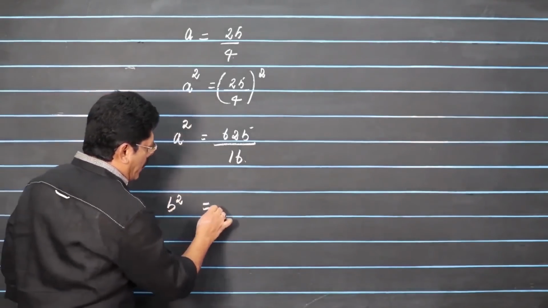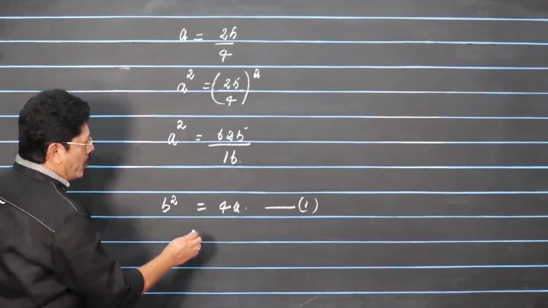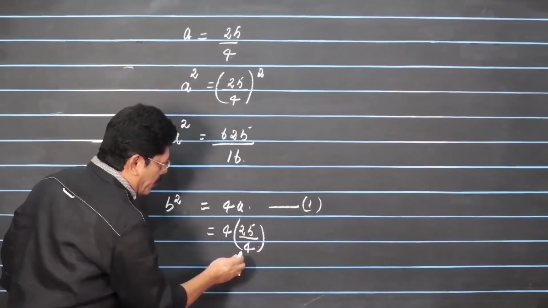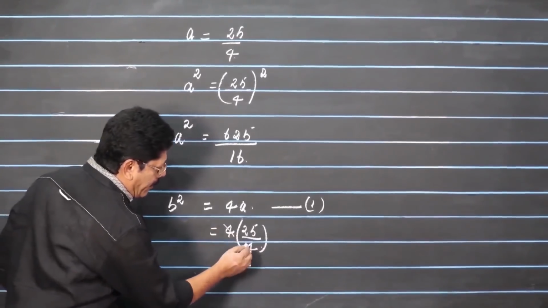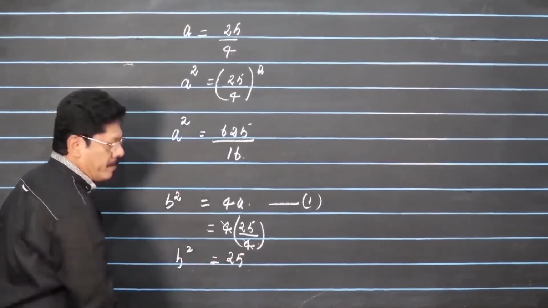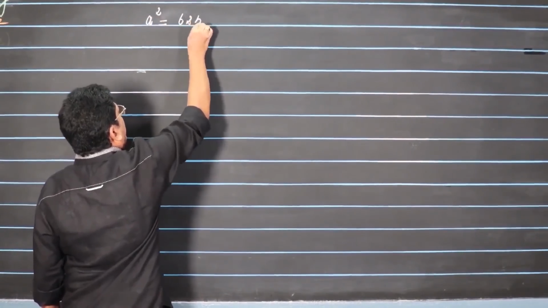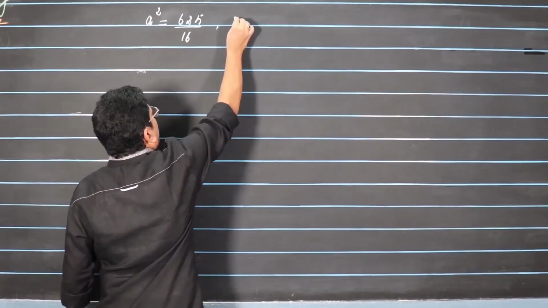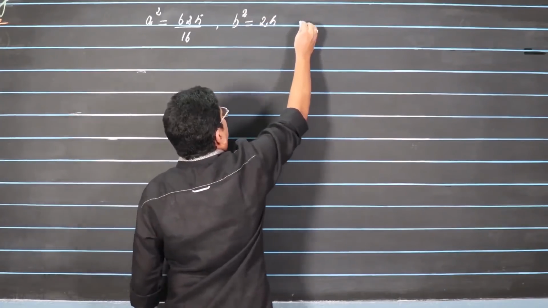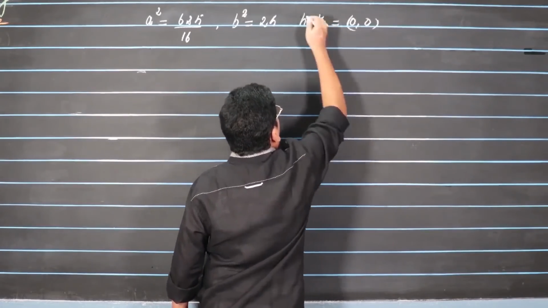b squared is equal to 4a. This is equation 1. Now, substituting the value of a is equal to 25 by 4, the 4 and 4 will get cancelled. Strike it neatly with a pencil. So b squared is equal to 25. a squared is equal to 625 by 16, b squared is equal to 25, and (h, k) is equal to (0, 0).